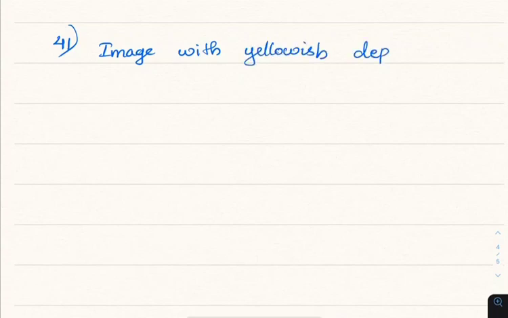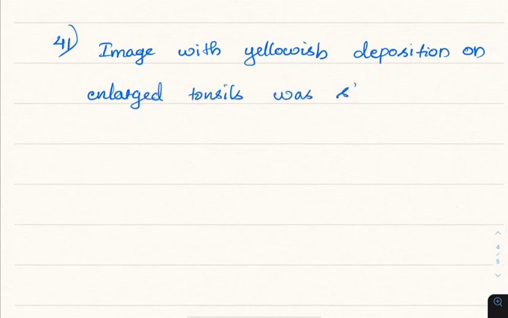Moving on to the next question. An image with yellowish deposition on enlarged tonsils was shown. So this is seen in... The answer is Tangier disease.